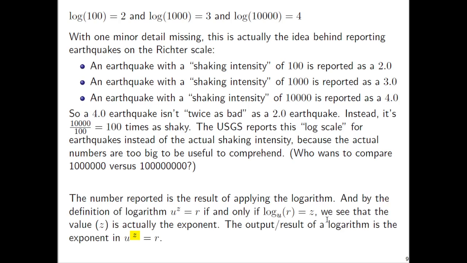And really what's going on is, if we look at the definition of logarithm, here it is stated again: the value that's reported, the output of the logarithm, represented here by a z, is actually the exponent. You look at here, it's u to the z equals r. So what's getting reported is just the exponent itself. The value of a logarithm in the end is just the missing exponent. So that's helpful: instead of reporting numbers so big, you're just saying 10 to the what. Just reporting what that what is makes it much easier to comprehend what's going on.